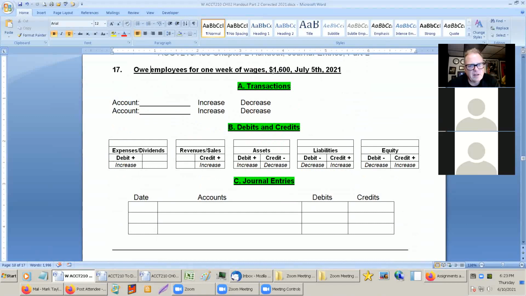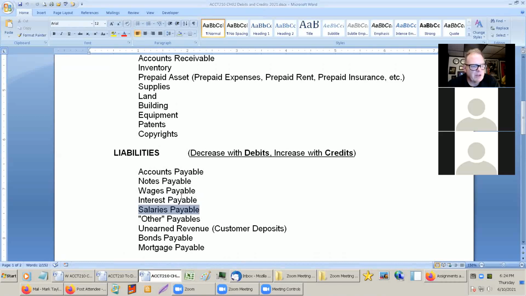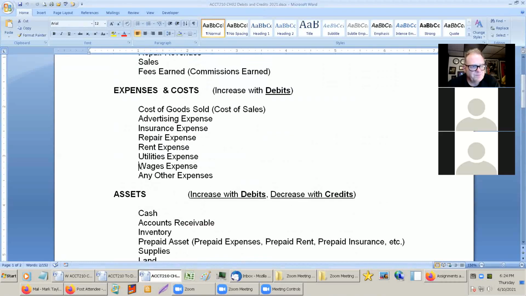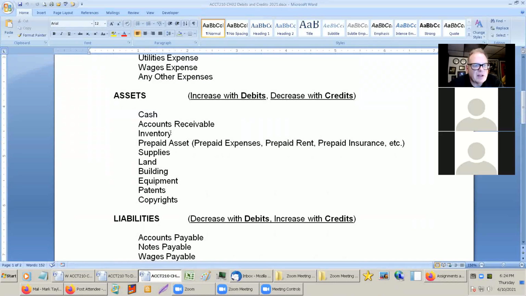Employees for 1 week wages, $1,600. Now, we haven't paid them yet, right? So what kind of account is this going to be? Salaries payable and salaries expense. Yeah, probably salaries payable, or it can be wages payable, either one of those. And wages expense, or salaries expense. We should have salaries expense.